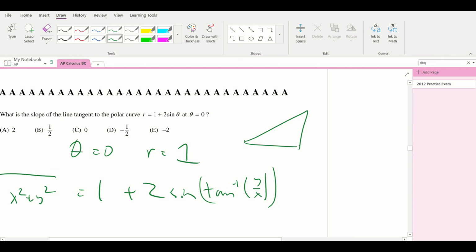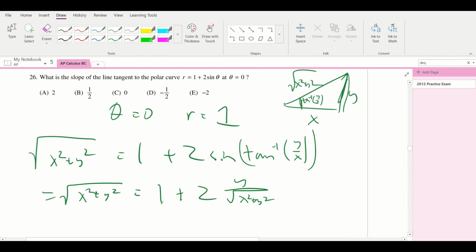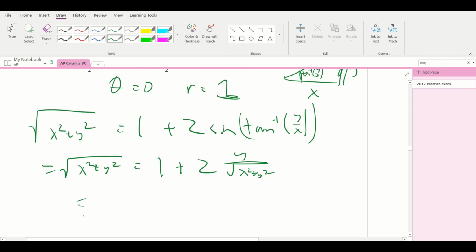If we have y here, x here, and this is a tangent inverse of y over x, then the sine of this is just y over the square root of x squared plus y squared. So the square root of x squared plus y squared is equal to 1 plus 2 times y over the square root of x squared plus y squared. Now r equals 1, so we can just plug that in. So 1 equals 1 plus 2y. So y equals 0.